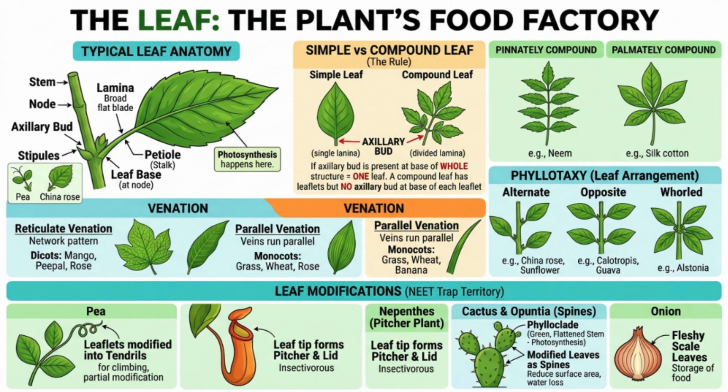In cactus and Opuntia, leaves are modified into spines to reduce surface area and water loss. But remember, in Opuntia, the green pad is the stem, phylloclade, and the spines are the leaves. This distinction is tested every year. In onion, the fleshy scale leaves are modified leaves storing food.